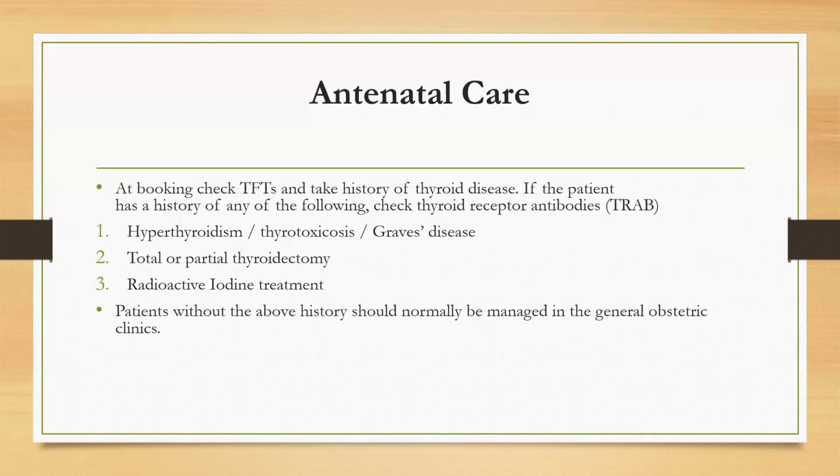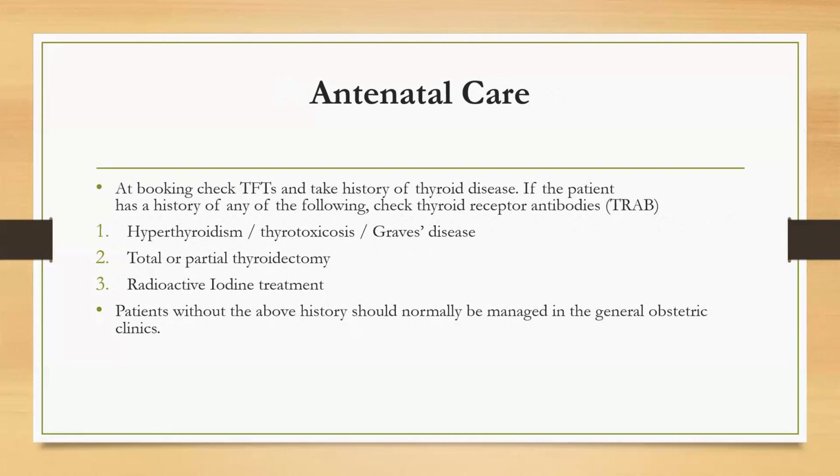If the patient has a history of any of the following, check thyroid receptor antibodies. If the patient is ever associated with Graves' disease, then we want to see whether these thyroid receptor antibodies are present or not. We need to do serial growth scans for these patients. So we will check the thyroid receptor antibodies in patients who have a history of hyperthyroidism, thyrotoxicosis or Graves' disease, total or partial thyroidectomy, and radioactive iodine treatment. So we want to know what the cause was, and we will explore this, and then we will do the thyroid receptor antibodies.